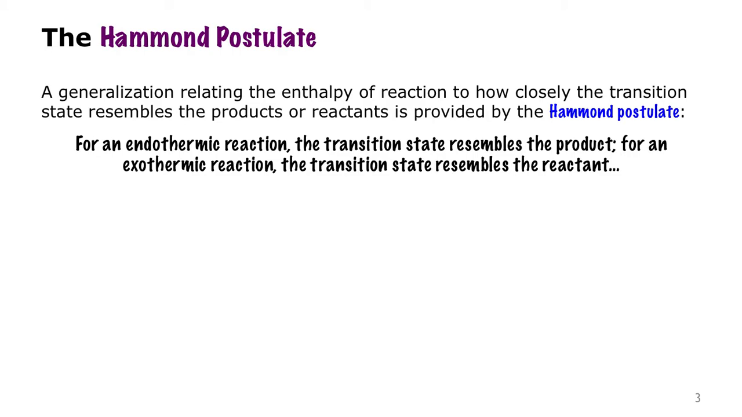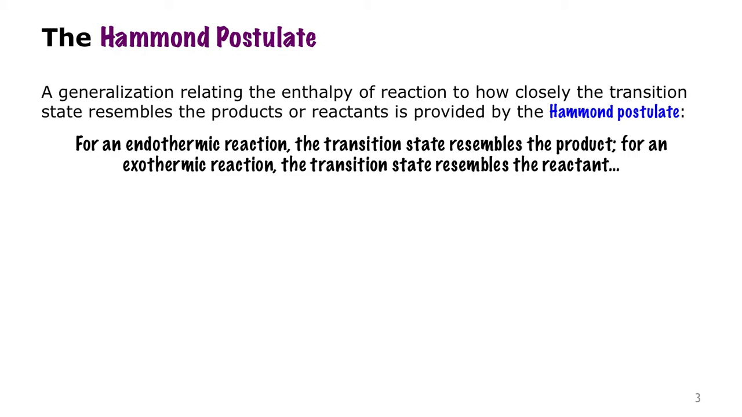So in this discussion, it's important to think about the nature of transition states. And one thing that can help us picture transition states is the so-called Hammond Postulate, named after the physical chemist who gave it to us. And the Hammond Postulate can be stated in various ways, but primarily you see it this way, and that is for an endothermic reaction, the transition state resembles the product. For an exothermic reaction, the transition state resembles the reactant.